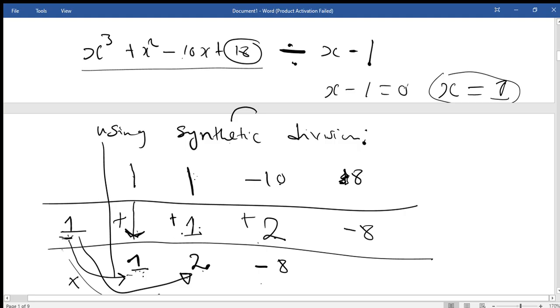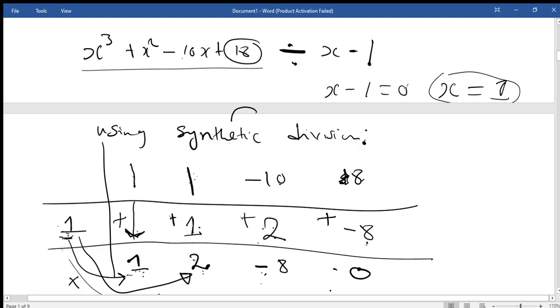1 times 1 is 1. 1 plus 1 is 2. 1 multiplied by 2, we have a positive 2. Negative 10 plus 2, that's negative 8. You continue: 1 times negative 8, we have this negative 8. You add again: 8 plus negative 8. What do we have? That's a 0.